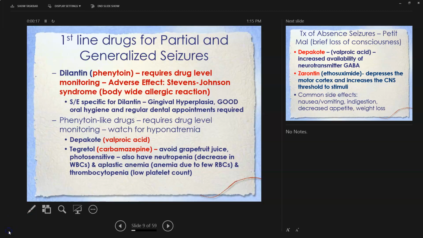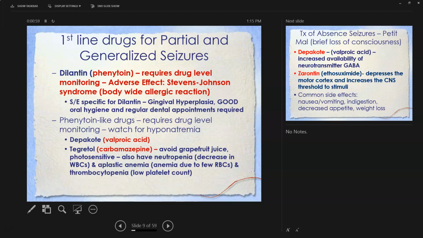Okay, we're going to talk about the first-line drugs for partial and generalized seizures, and Dilantin is the most common one that I can think of. You always need to check whether the patient is on that, because it can cause a lot of interactions. It requires drug level monitoring, and an adverse effect of it is Stevens-Johnson syndrome, which we've already studied. Side effects of Dilantin are gingival hyperplasia, so they'll need to have regular dental checkups and good oral hygiene, etc.